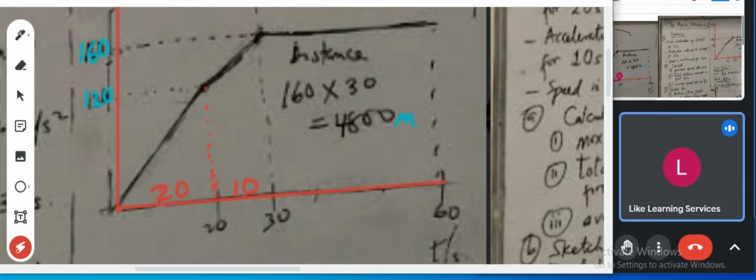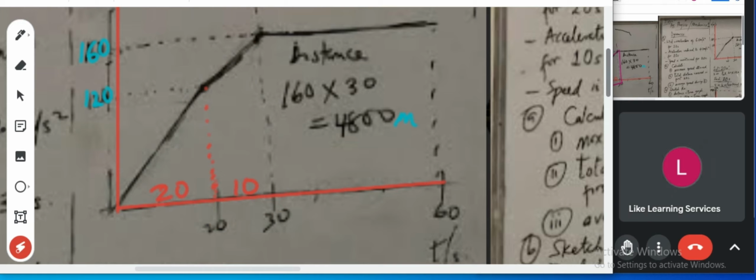Okay, so the total distance traveled for the first 30 seconds is the area under this graph, is it not? In a velocity time graph, the area gives the distance. The entire shape is not a trapezium, that's why I divided it into two: first a triangle, then a trapezium. The first triangle is half base times height, half times 20 times 120. Then we find the trapezium and add up.